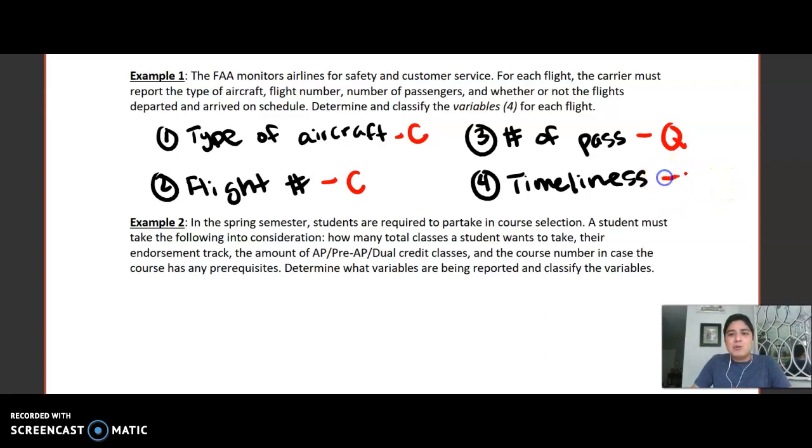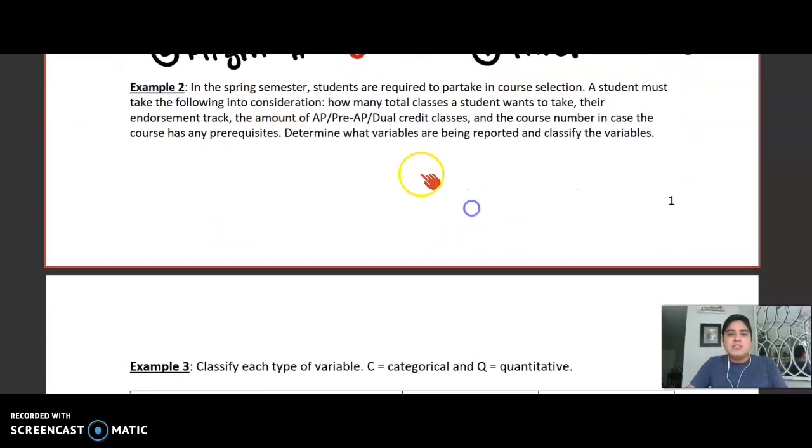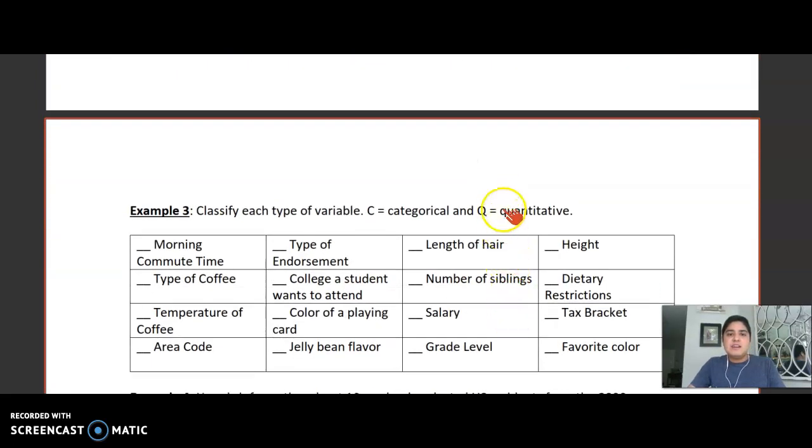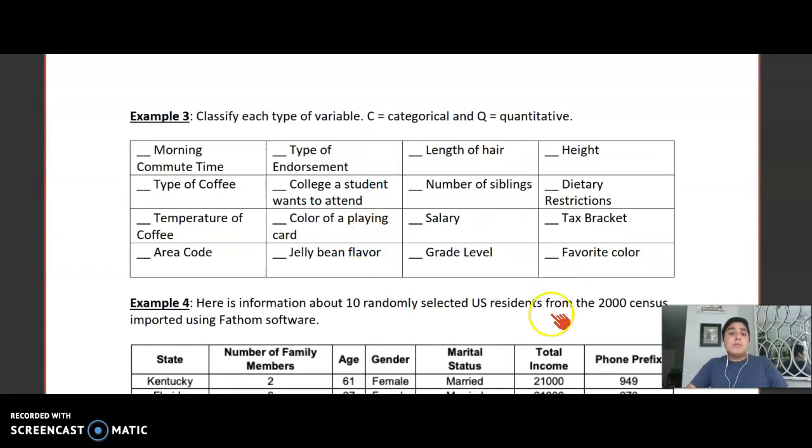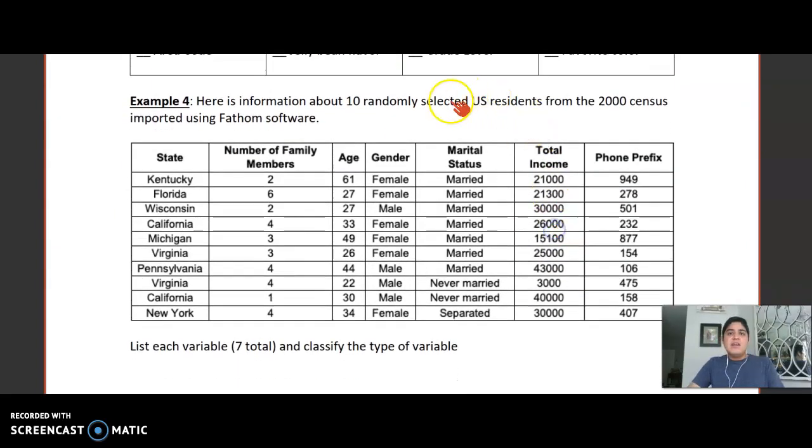So that's going to be categorical. As you can see there, my thought process is very much just, can I take the average, or am I counting it for a category? So what I need you to do now, there are several examples for you to try out here. Here's another written case. Here are some other practice ones. And then here you have a table of values.